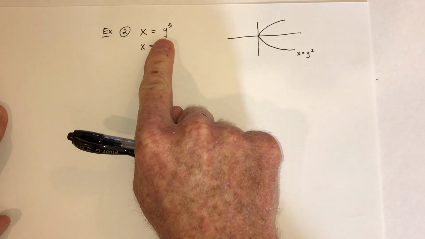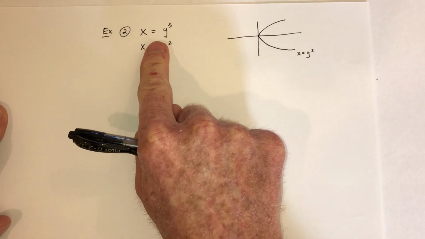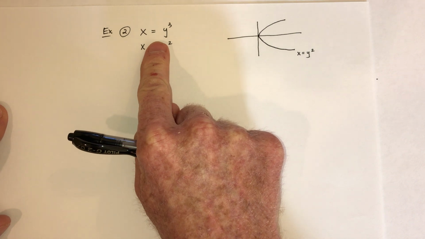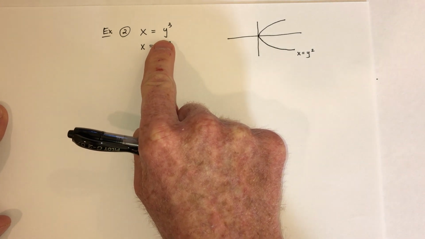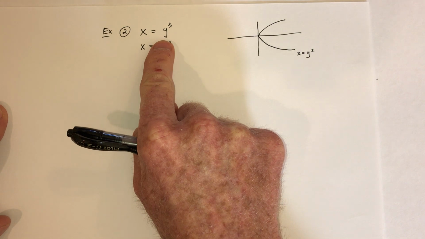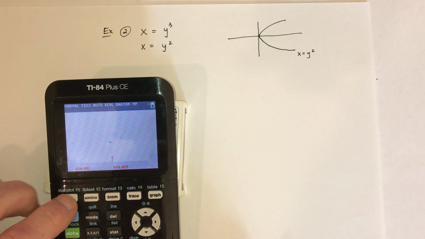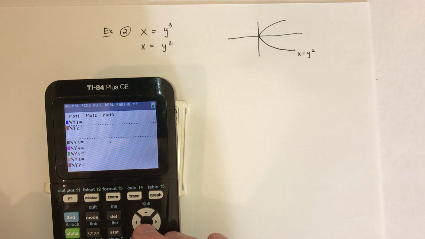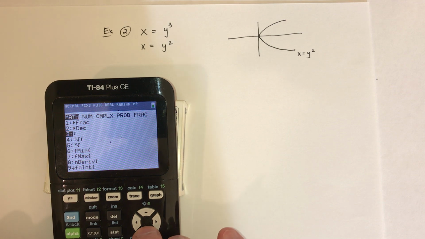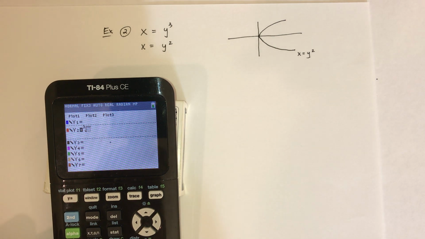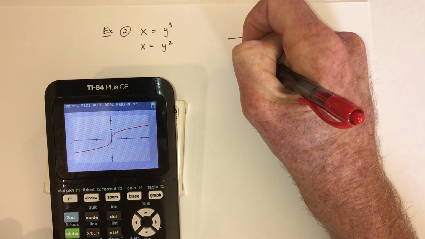Then what about this one? Well, my calculator won't graph it this way. If you use Desmos or something, it will. For my calculator, I need to solve for y, so take the cube root of both sides. So y is equal to the cube root of x. And then that looks like this shape. So that's going to go like this.